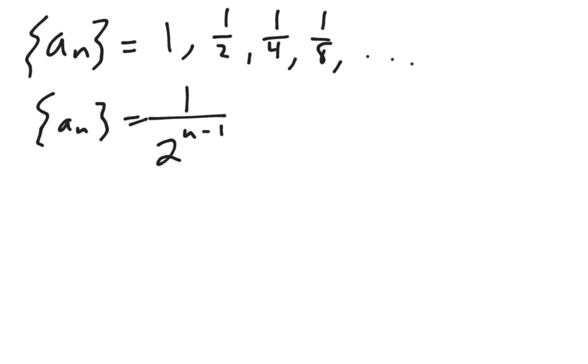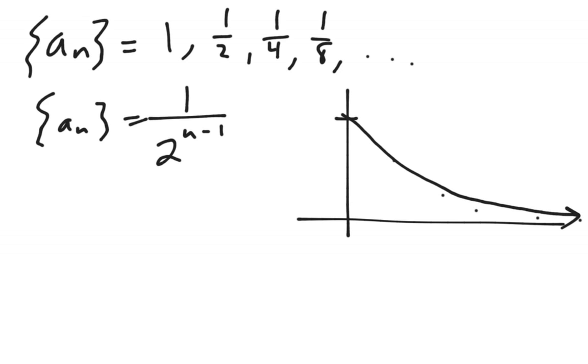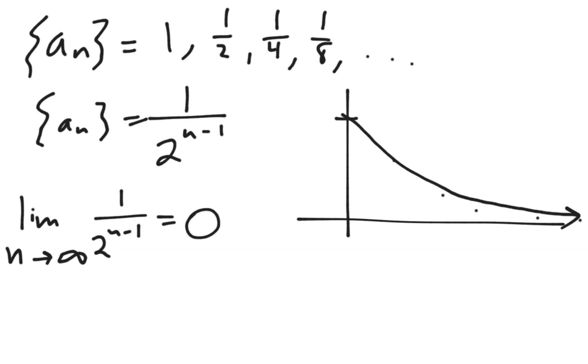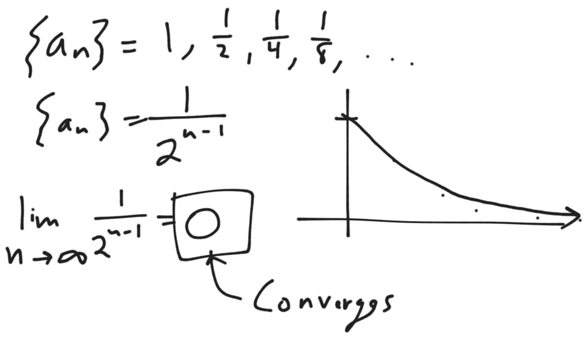Notice that these numbers get smaller and smaller and smaller. If we were to graph them, we have 1, a half, a fourth, an eighth, a 16th, etc. These numbers trend towards 0, and mathematically we can check that by taking the limit as n goes to infinity of 1 over 2 to the n minus 1. Clearly, this is going to go to 0 because 1 over infinity is 0. And this is an example of a sequence that converges because the limit goes to a single number.